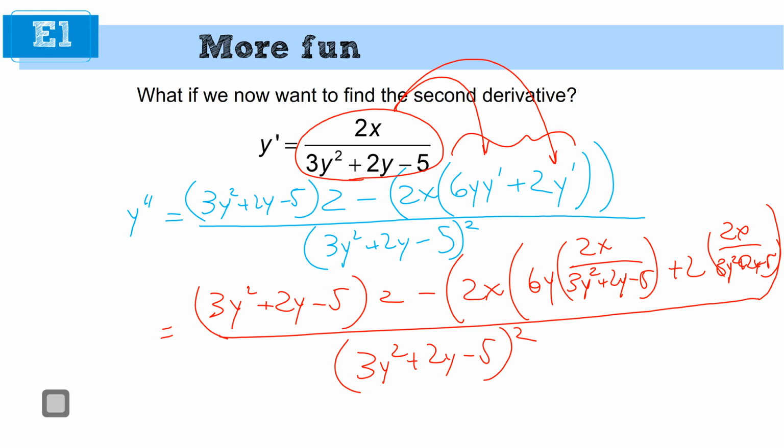Okay, so let's talk about what to do with that beast now. A couple things can happen. I could just ask you to find a second derivative, which I just did. However, that is not an acceptable answer. Why? We got a fraction within a fraction. So you would have to get rid of the fractions within fractions by multiplying by 3y squared plus 2y minus 5 over 3y squared plus 2y minus 5. I think we all agree that that would be horrendous, yes? Yes. So the simple solution is, let's not do it. Let's stop there.